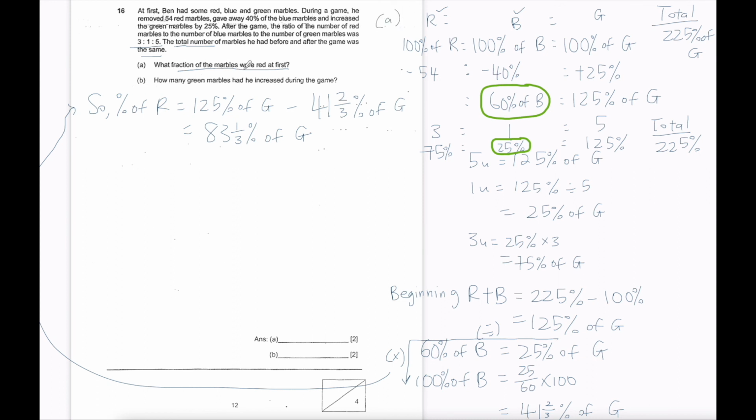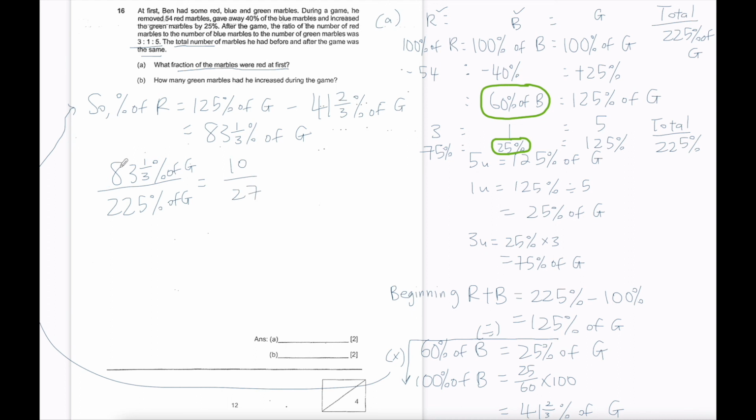What fraction of the marbles were red at first? There were 83 1/3% of red over 225% because that's the total. Okay, so all these are of green. And my answer will be 10 over 27.